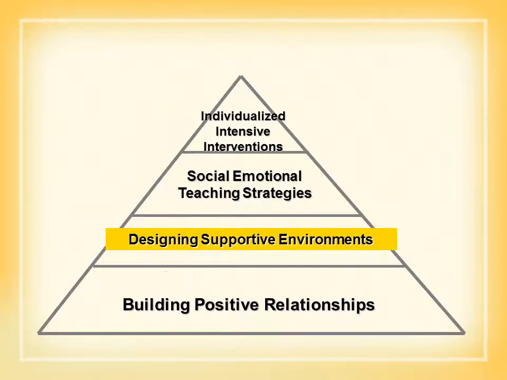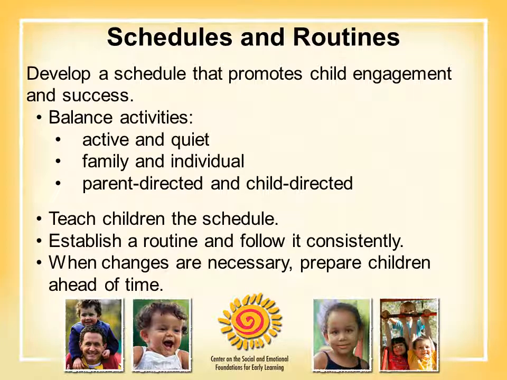Designing supportive environments. Balance activities. Children need active and quiet time. They need group, family, and individual time. And they need parent or teacher-directed as well as child-directed activities. If we are always telling them what to do, that communicates to them that we don't trust them to use their own judgment. It also communicates to them that they don't have to think. They will always be told what to do.